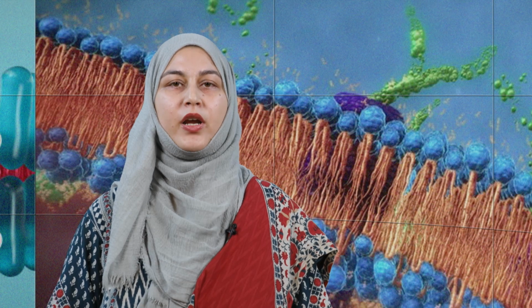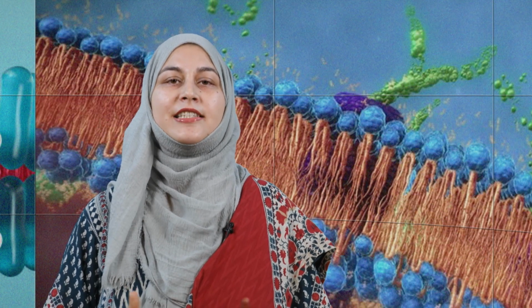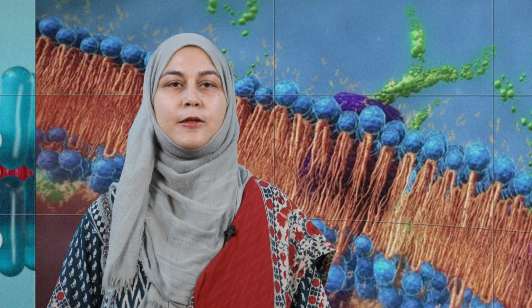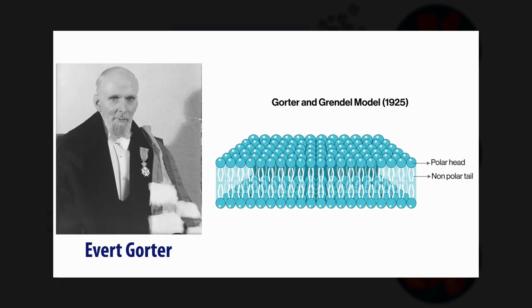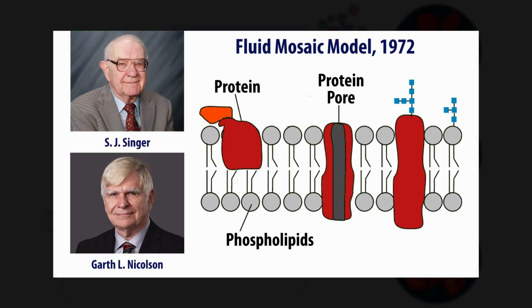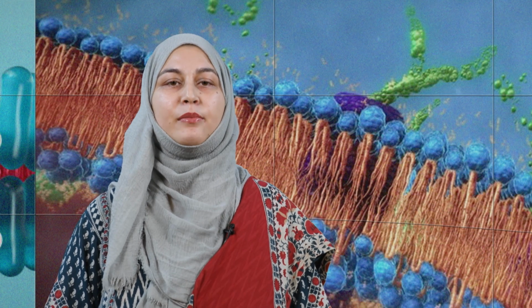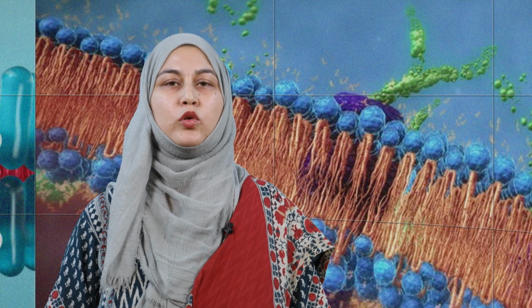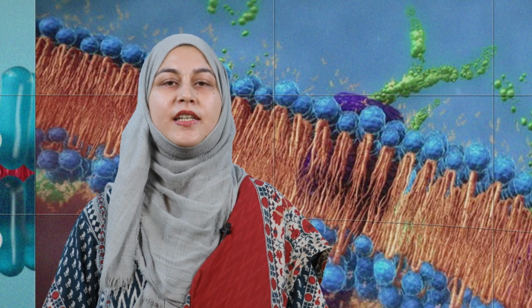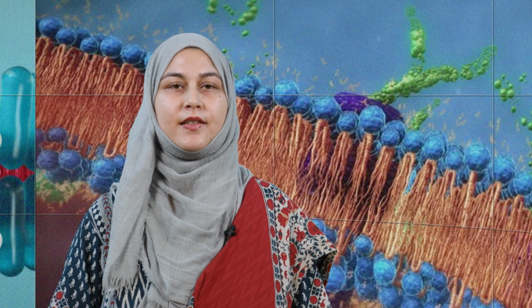Dear students, we will now first start with the introduction to membrane permeability. The plasma membrane acts as a selective barrier separating the cells from surroundings. From Gorter and Grendel's bilayer model of 1925 to Singer and Nicolson's fluid mosaic model of 1972, membranes are dynamic, asymmetric structures. Membrane permeability enables nutrient uptake, waste removal and neuronal signaling. It maintains homeostasis by regulating entry and exit of substances.